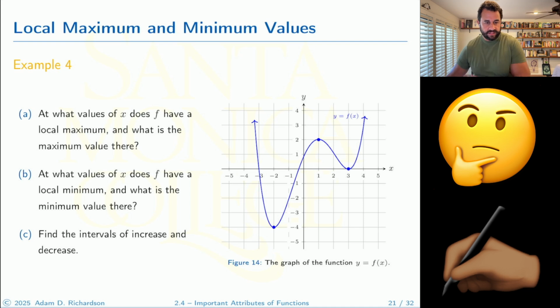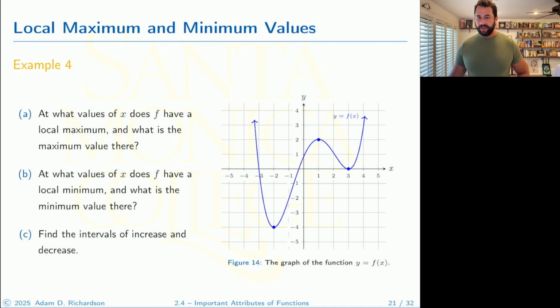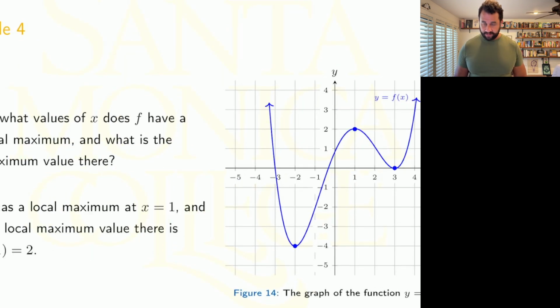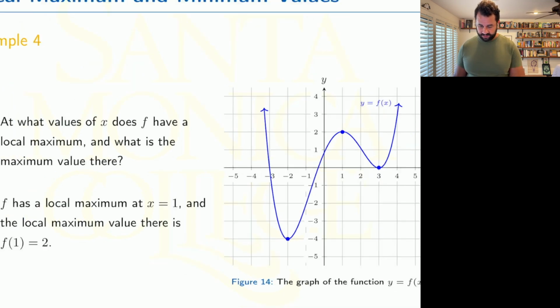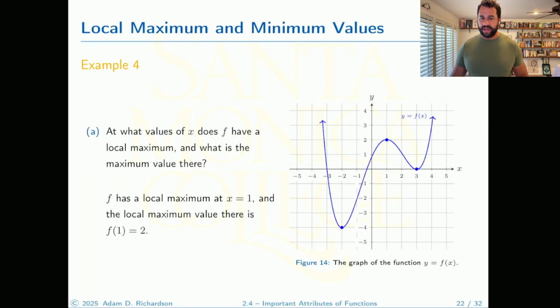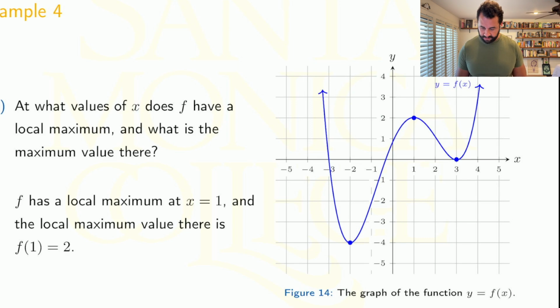Okay, so let's start with part A. At what values of x does f have a local maximum? What you're really looking for when you're looking for local maxima are those little peaks, right? There's a peak right here. What is the x value that corresponds to it? It's 1. And what is the maximum value there? It is 2.